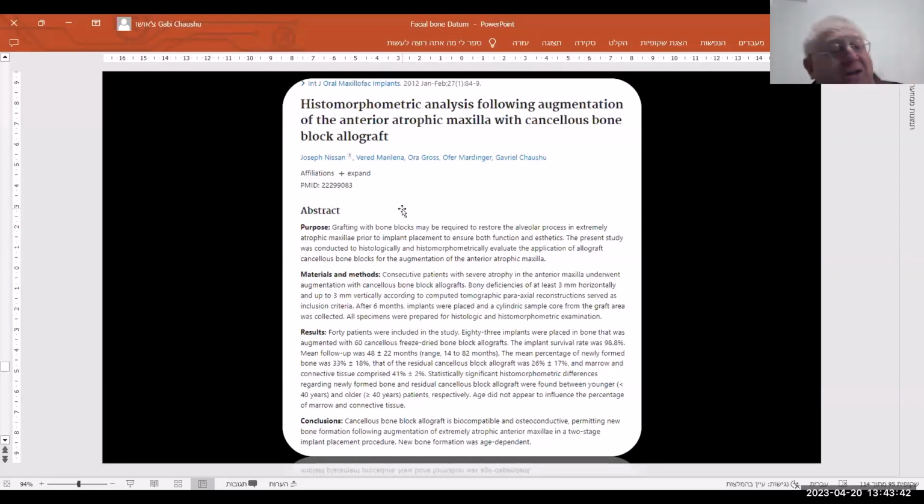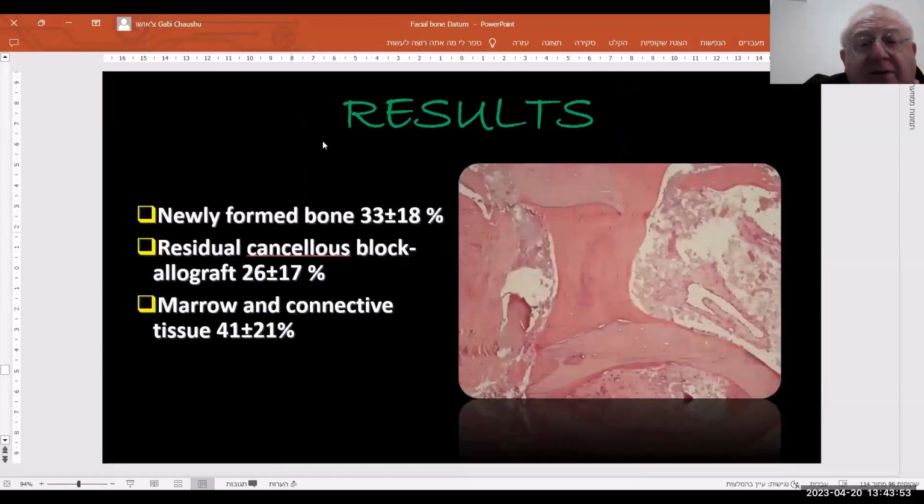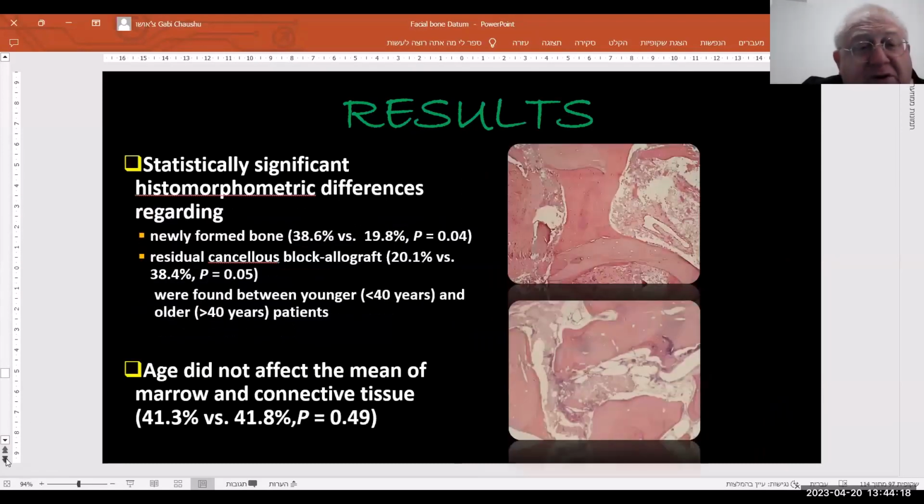Of course, the next stage was to do histomorphometry because it was not enough to succeed clinically. You also want to see histomorphometrically if you have new bone. And of course, when we checked the results, newly formed bone was 33%, residual cancellous block was 26%. The biopsies were taken during implant placement. Marrow and connective tissue, we had 41. So this is after 4 months.